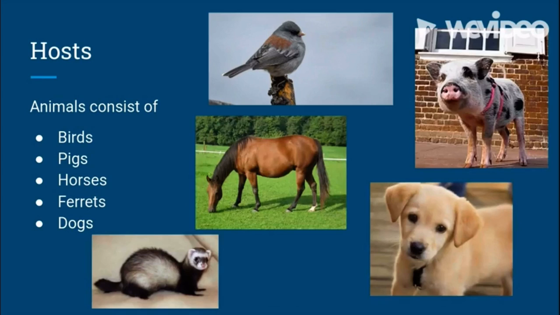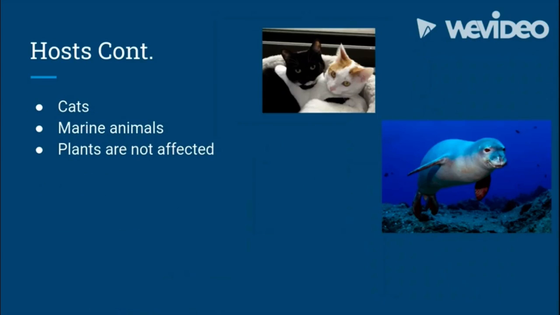Some of the hosts. Animals consist of birds, pigs, horses, ferrets, and dogs. Some more hosts would be cats, marine animals, but plants are not affected by the influenza virus.